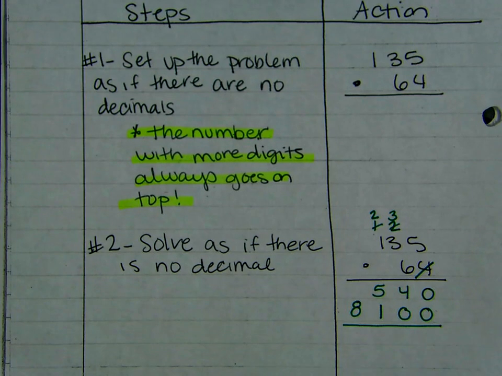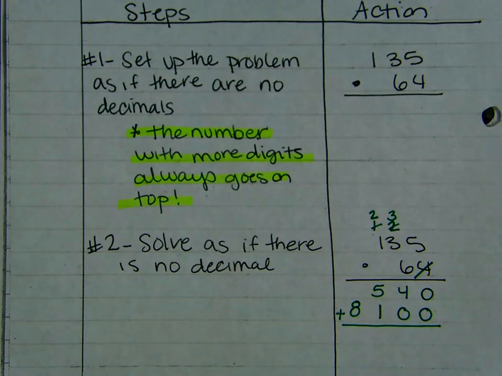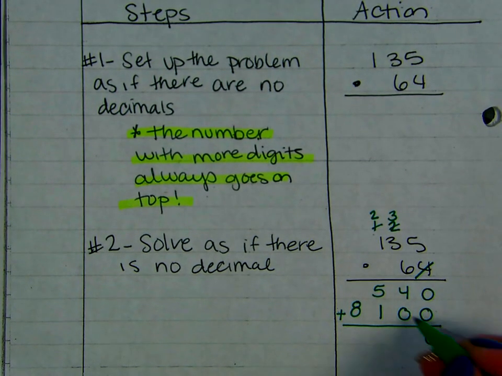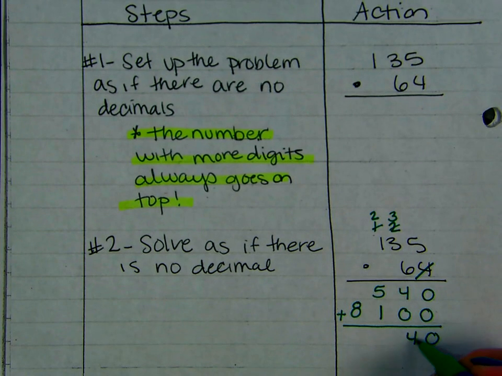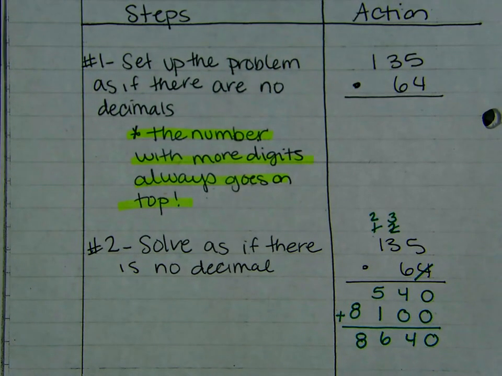And now I'm going to solve it. Now when we solve these, we are going to go ahead and add these numbers together. So now I'd have 0 and 0 making 0, 4 and 0, which would make 4, 5 and 1, which would make 6, and I have my 8 right down there.